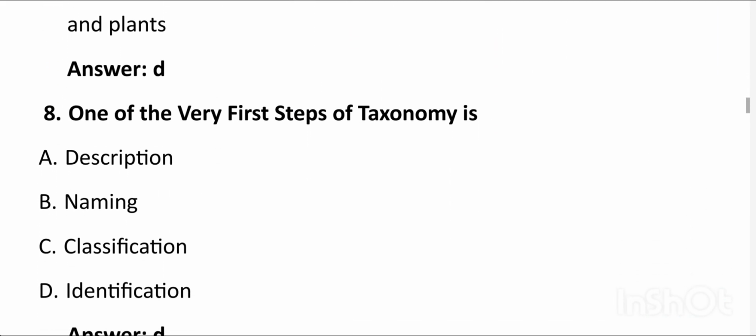Then question number 8, one of the very first steps of taxonomy. So the first step is the identification, option D, identification. Then its description and naming. Then after that the classification or categorization.